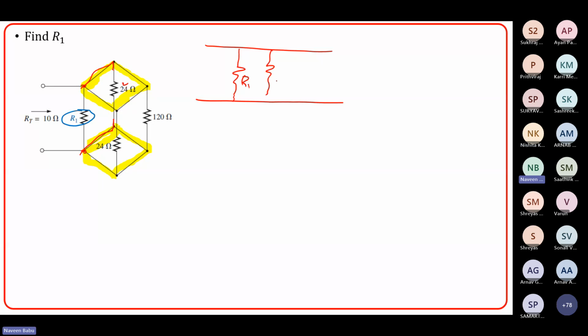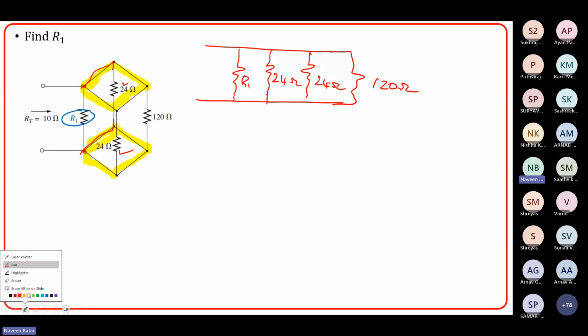So I can put this 24 ohms here. And similarly, this 24 ohms also, it is in parallel. And similarly, this 120 ohms, this is also in parallel. So all the four resistors, they are in parallel only. This circuit can be redrawn like this.